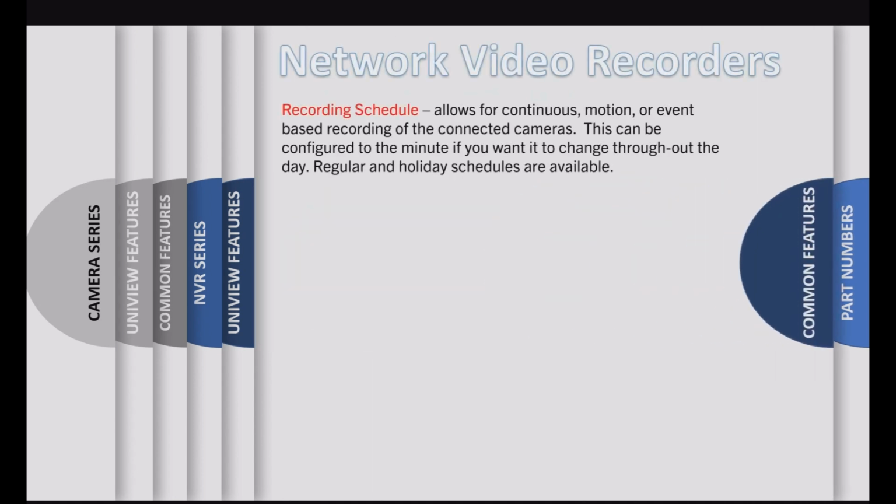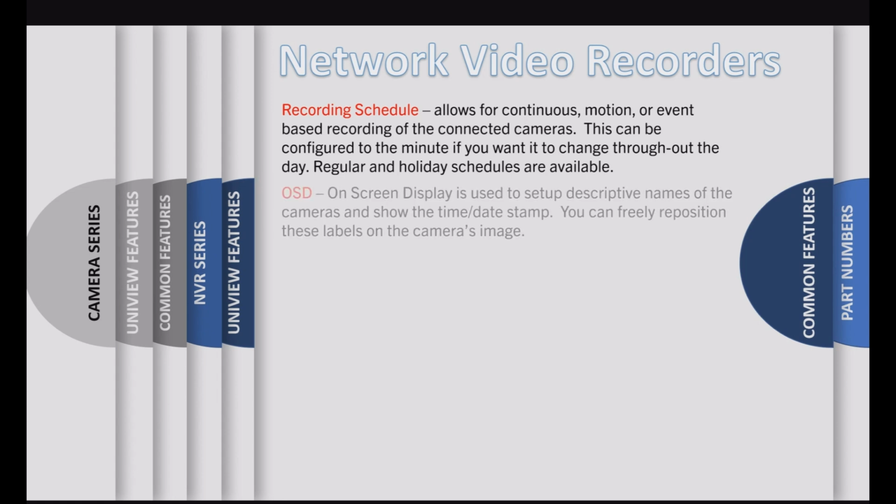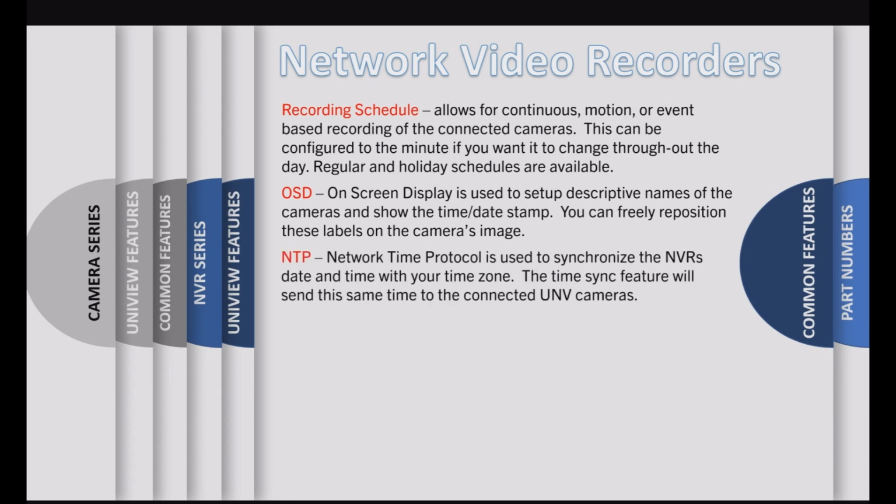So next we're just going to go over some of the common features that all of the recorders have on them. One of them is going to be the recording schedule. This by default is set to record 24/7, but if you would like to make cameras record on motion or have a schedule that varies throughout the day, this is the section where you would configure that. So the next portion is just going to be the on-screen display. This is where you'll set up the time date stamp to show up on the camera, as well as the camera's name and any additional text that you would like to show up on the screen.